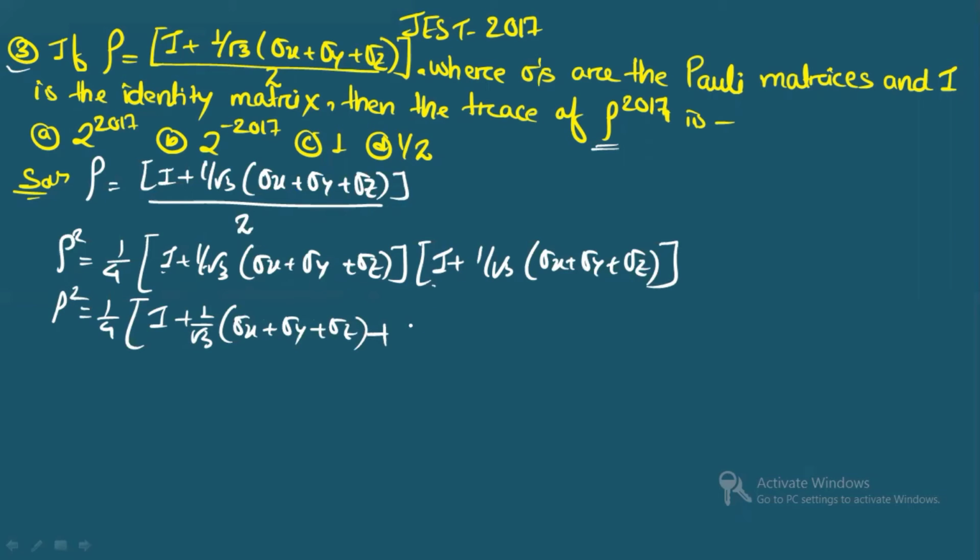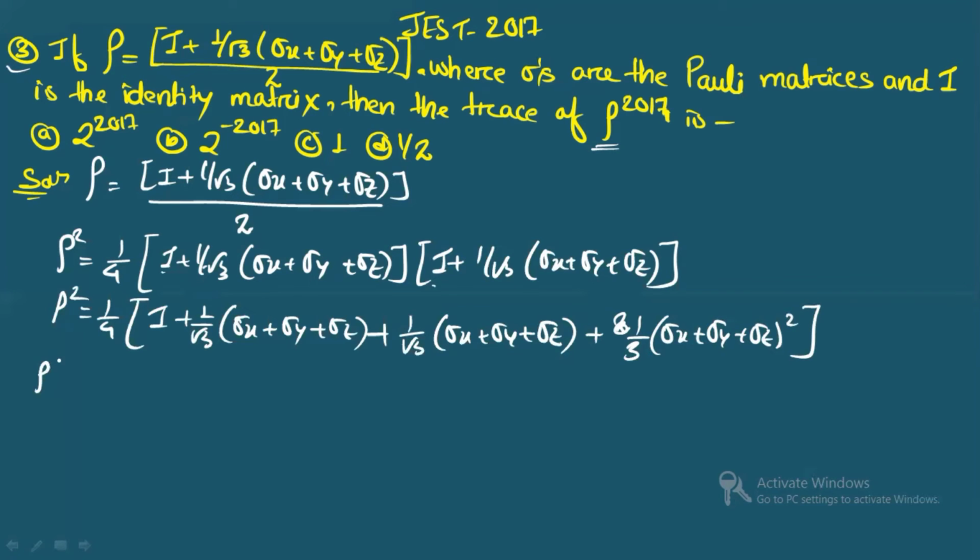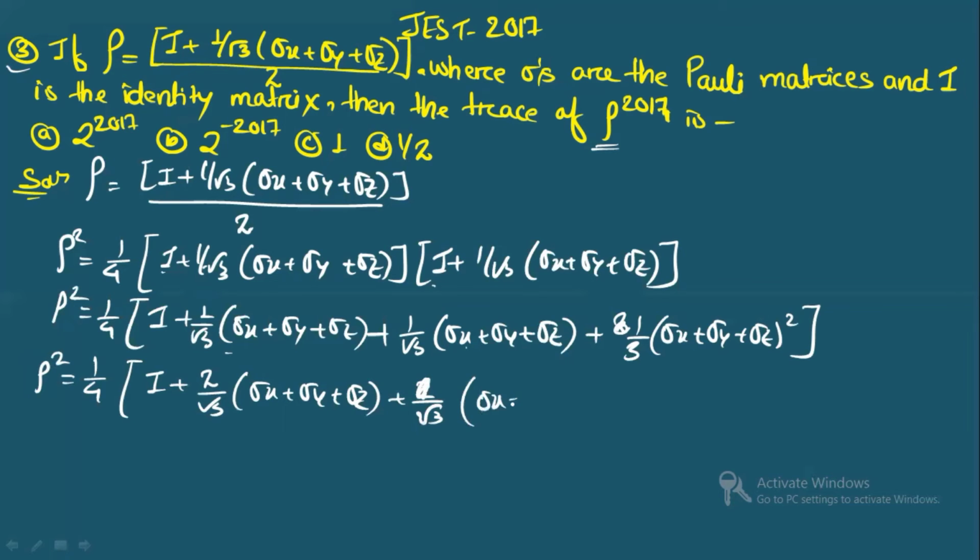Okay, plus again you will get 1 by root 3 sigma x plus sigma y plus sigma z, and plus when you get this term into this, so you will get 1 by 3 sigma x plus sigma y plus sigma z whole square, right? This is just the basic multiplication. So rho square is 1 by 4 I plus this is 2 by root 3. You can add these two terms. You will get sigma x plus sigma y plus sigma z plus, sorry, it's 1 by 3 sigma x plus sigma y plus sigma z whole square.